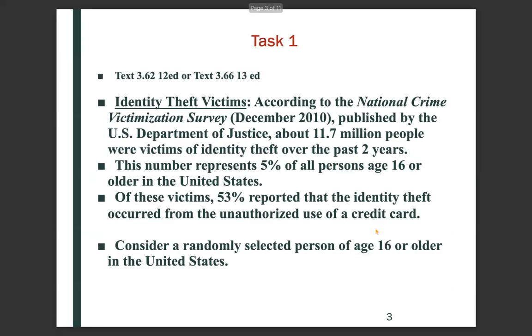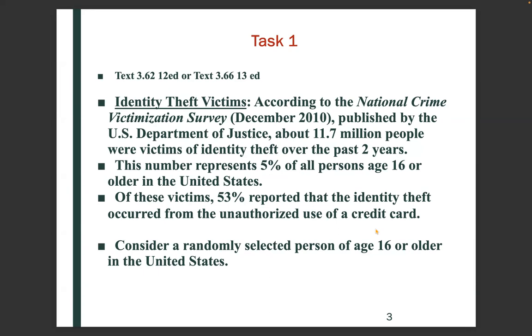Task 1. According to the National Crime Victimization Survey published by the U.S. Department of Justice, about 11.7 million people were victims of identity theft over the past 2 years. This number represents 5% of all persons aged 16 or older in the United States. Of these victims, 53% reported that the identity theft occurred from the unauthorized use of a credit card.